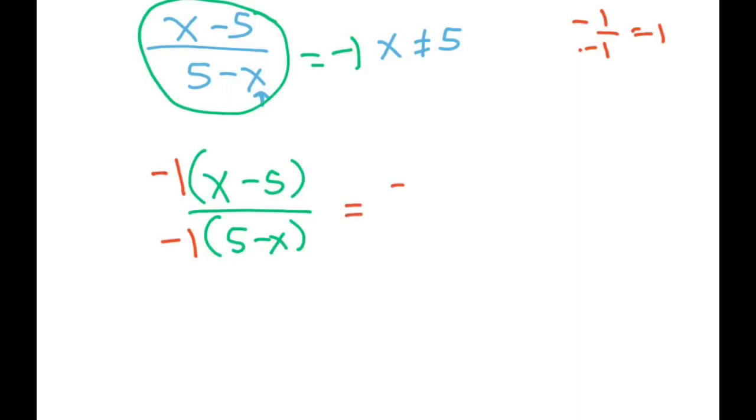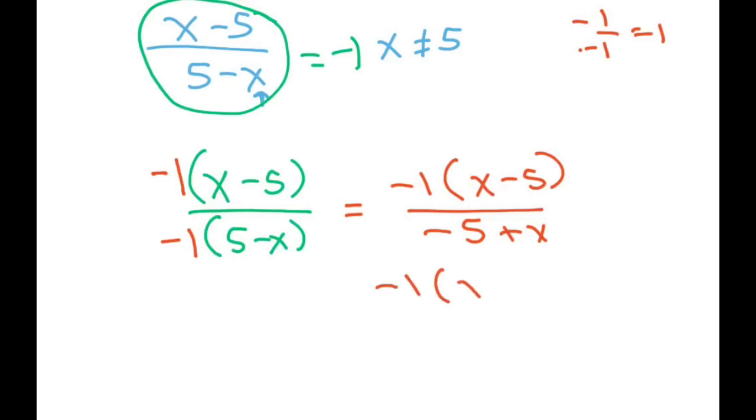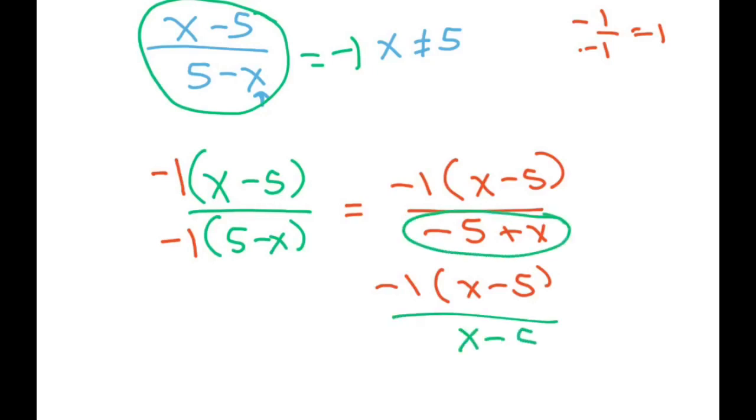Now in the denominator, I'm going to distribute the negative, so I get negative 5 plus x. If I rewrite that and switch these two around, I get x minus 5. So these cancel, and my answer is negative 1. Anytime you see this flip-flop with the numbers interchanged, the answer is negative 1. At the same time, we cannot have x being 5.